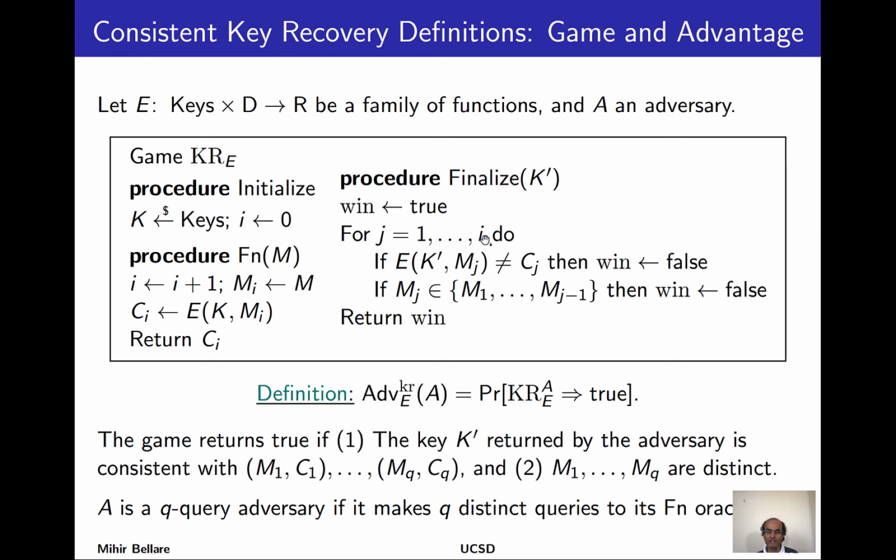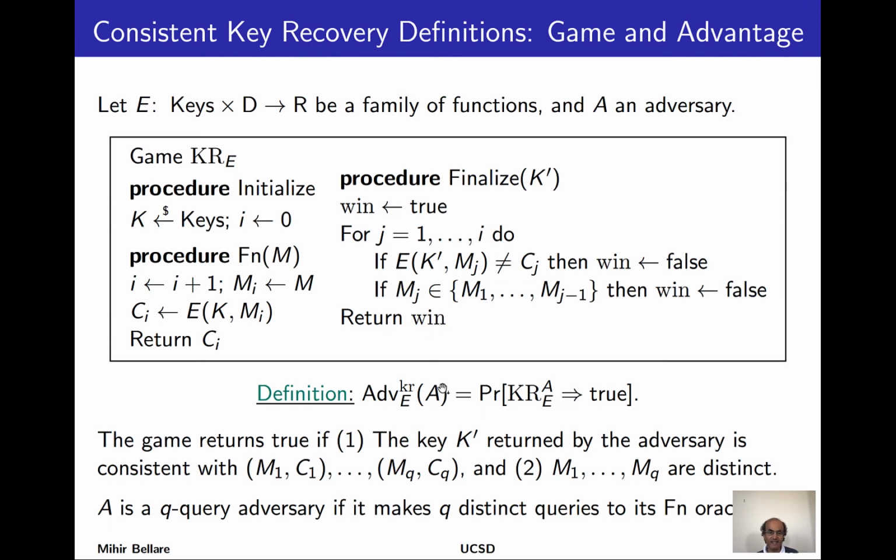You now walk through each of those queries, j equals 1 through I, and for each one, you evaluate the family of functions on the adversary provided key and the message that was recorded here to see if you obtain the ciphertext that was recorded here. If you do not, the adversary loses. You set win to false. If the adversary fails to have this match happen even once, it's going to lose. To win, it must be the case that all of these are equal and they all match up, and then it wins.